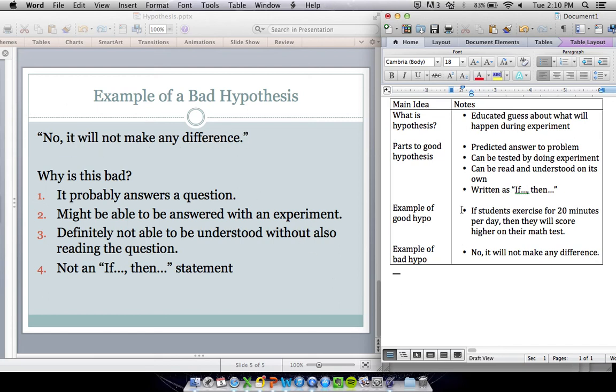To review, our hypothesis is our educated guess about what will happen in an experiment. It has 4 critical things that need to be part of that hypothesis: predicted answer to the problem, tested by doing an experiment, read and understood on its own, written as an if-then statement. And here are some examples for you to look at. Make sure that you write a summary at the bottom of your notes, and I will see you in class tomorrow.